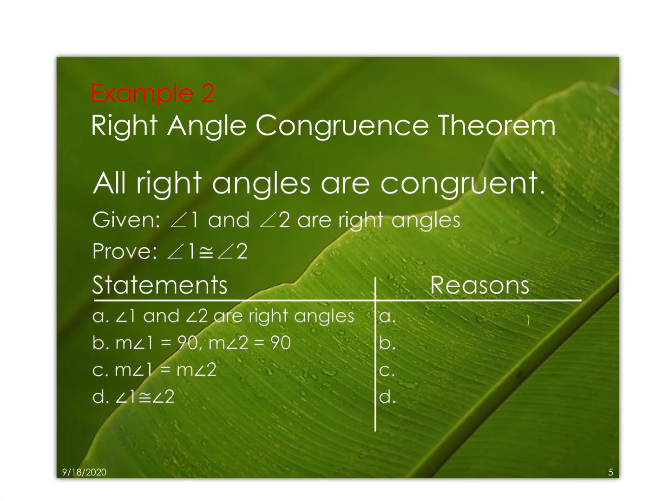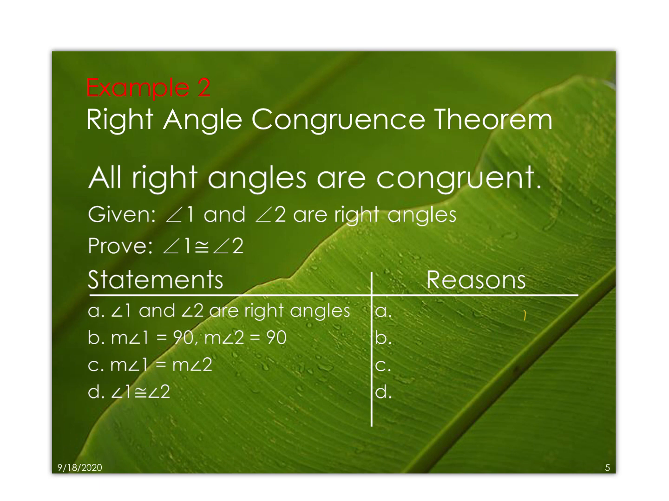Now we're going to take that same right angle congruence and that same angle 1 and angle 2, and we're going to put the same things in our statements and reasons in our two-column proof. So again, angle 1 and angle 2 are right angles. That was our given. The measure of angle 1 is 90. The measure of angle 2 is 90. That's the definition of a right angle. Then angle 1 equals angle 2, where we used transitive.